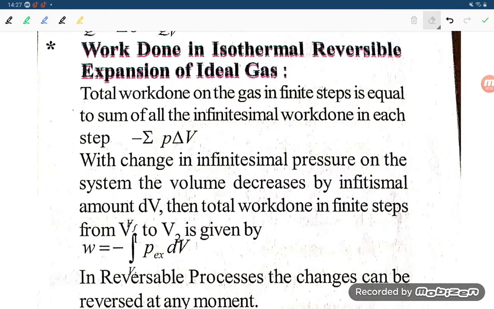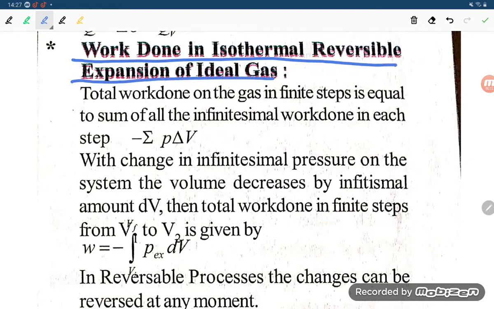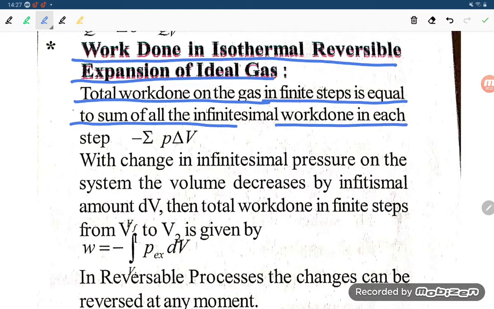Hello students, let us try to calculate the work done in isothermal reversible expansion of ideal gas. So the total work done on the gas in finite steps is equal to the sum of all infinitesimal work done in each step. Infinitesimal work done means small work done.